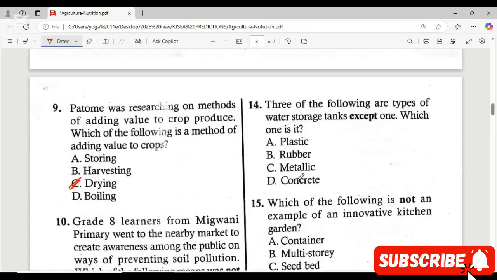Three of the following are types of water storage tanks except one. Which one is it? Plastic tank, rubber, metallic, concrete. We do not have rubber tank. We have metallic tank, we have concrete tanks, we have plastic tanks. So we don't have rubber tank.